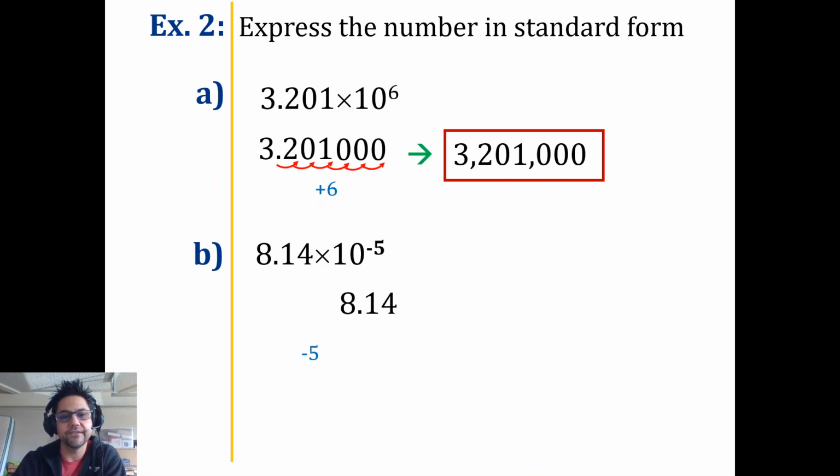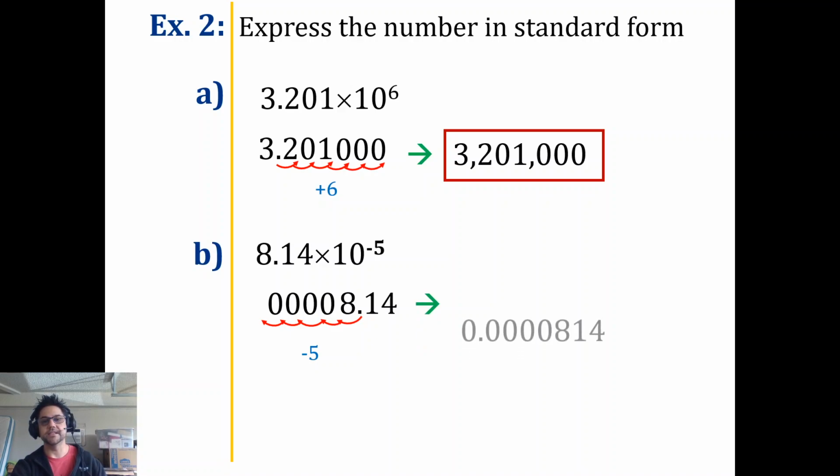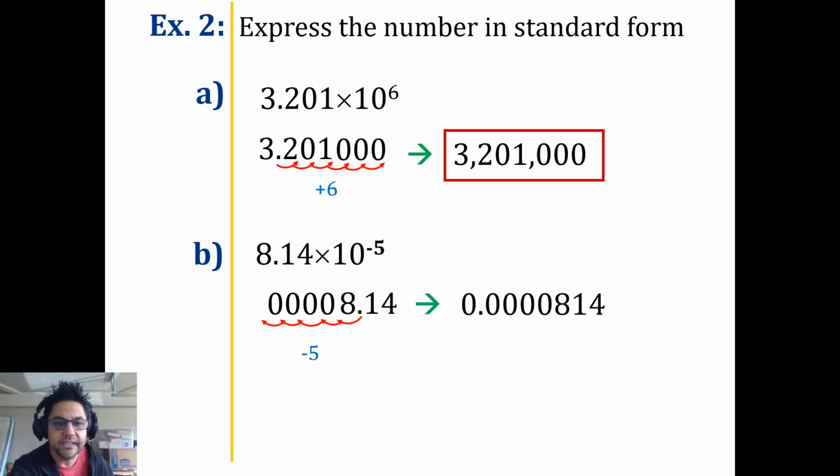I need to move it 5 times. 1, 2, 3, 4, 5. You're going to put your zeros there, but don't forget about how it has to start. It has to start with a 0 point. And that 0 point doesn't really count for those spots there. So you put some zeros in the front, and then your final answer is going to be 0 point. And then you count, let's see, 1, 2, 3, 4. Really small number.